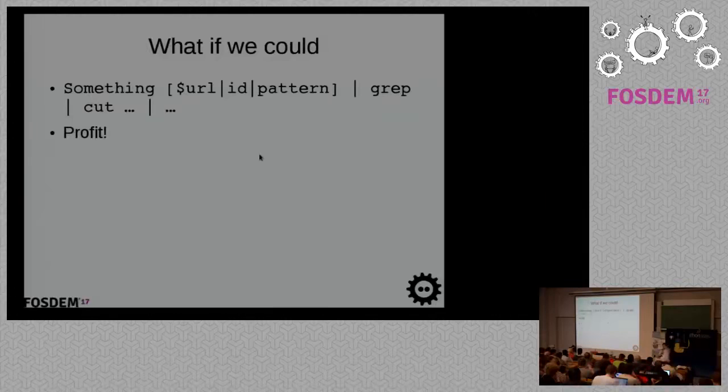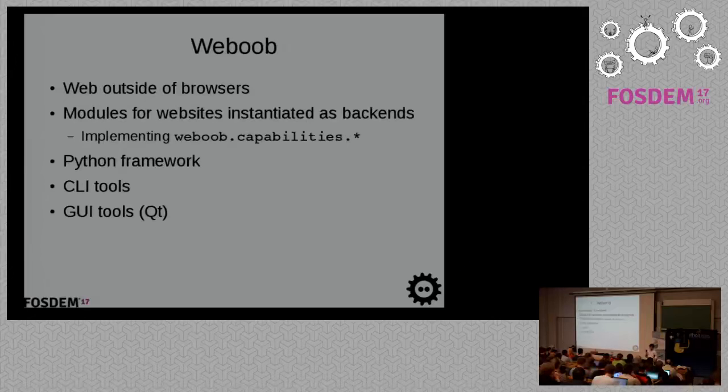So what if we could just do something, URL or ID or pattern or whatever, pipe, grep, pipe, cut, pipe something, and just profit from it. Of course, there's curl, wget, but you just get the HTML without the CSS, the JS, and so it's just not the data. Sometimes the data is not even in the HTML code itself. It's sometimes inside a JSON file taken from an Ajax call or whatever.